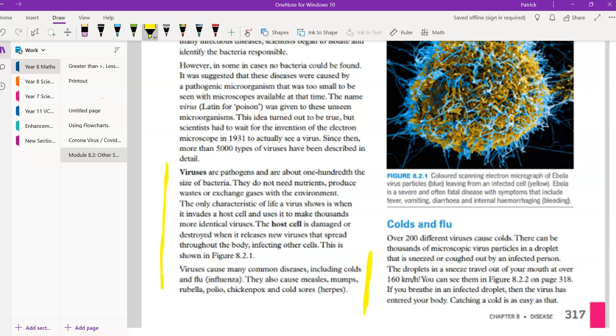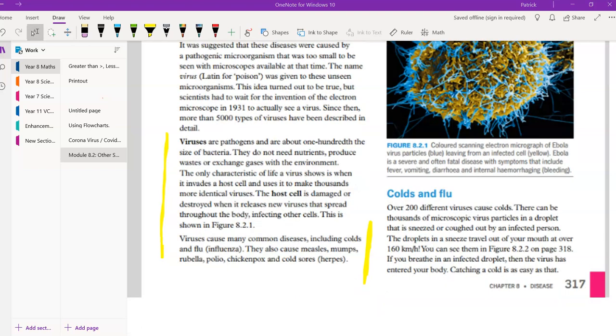Colds and flu, which is influenza. They also cause measles, mumps, rubella, polio, chickenpox, and cold sores, also known as herpes. There are over 200 different viruses causing colds, and many of us throughout our time get a cold. It goes after a little while and then we forget about it.